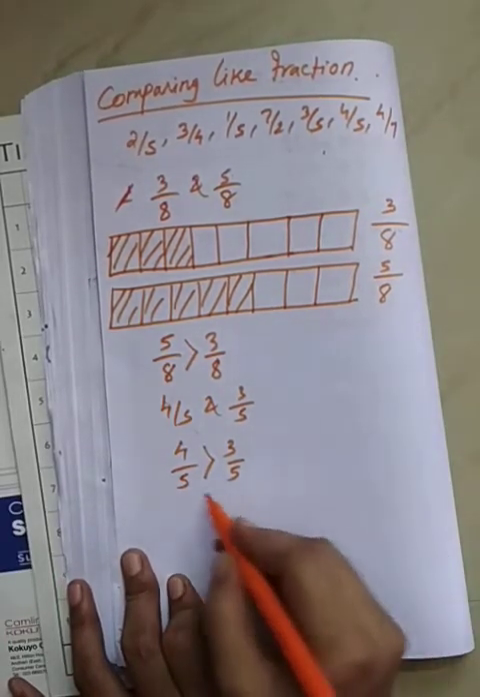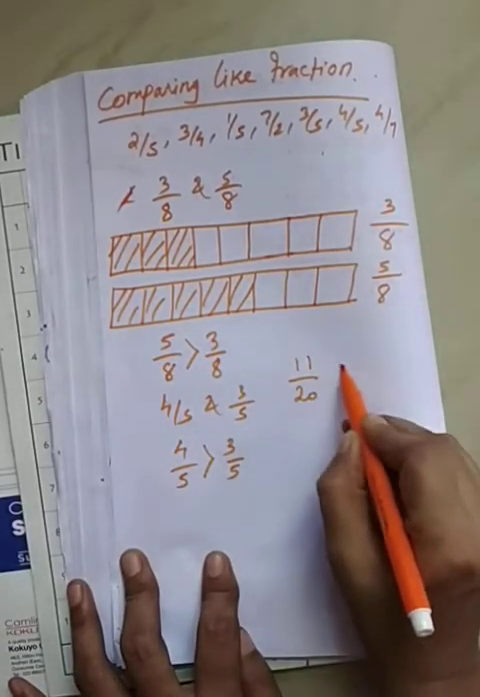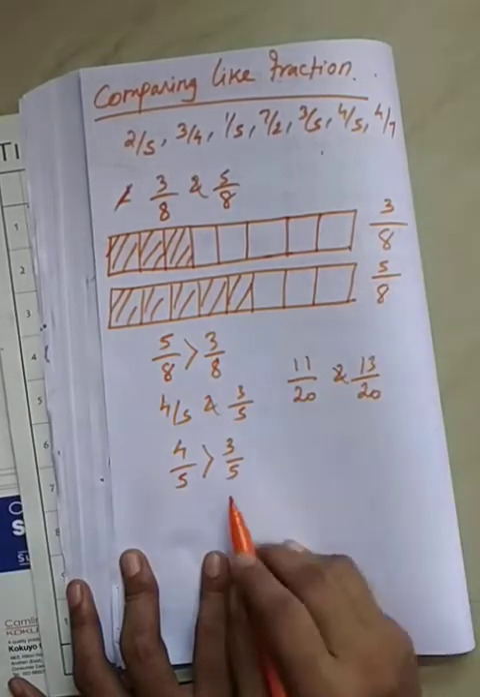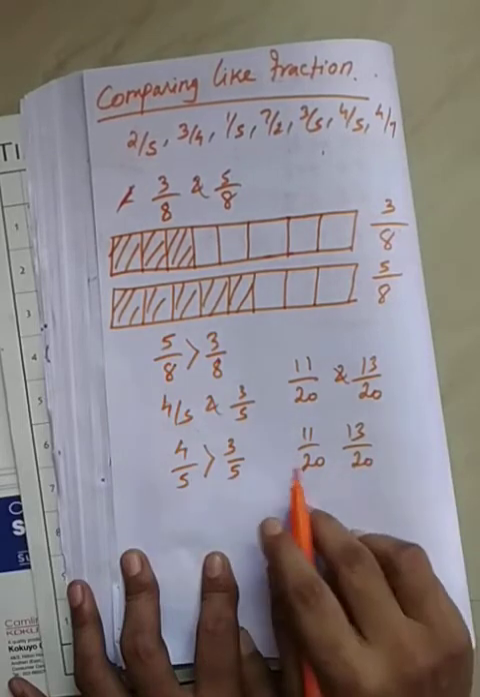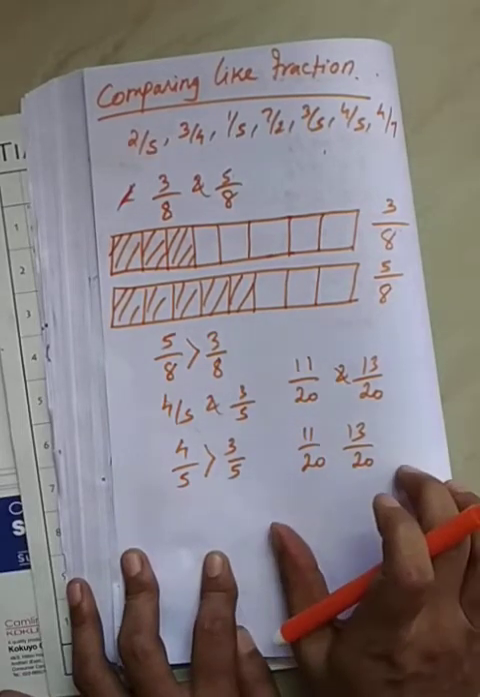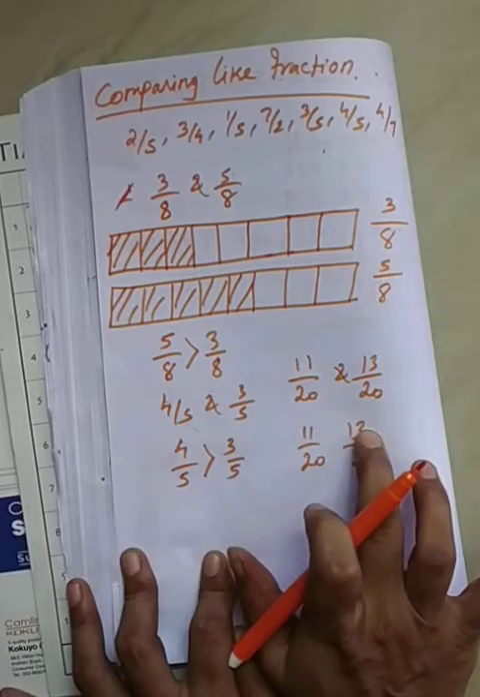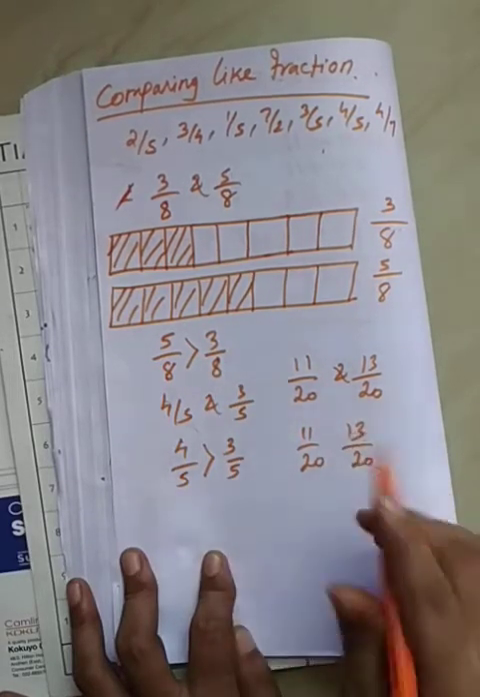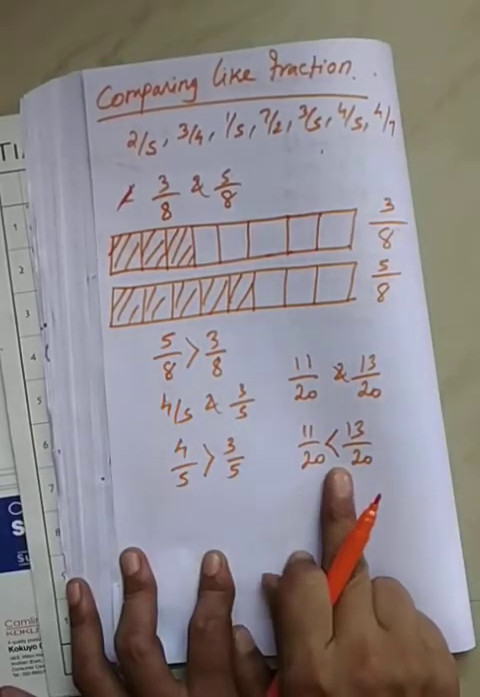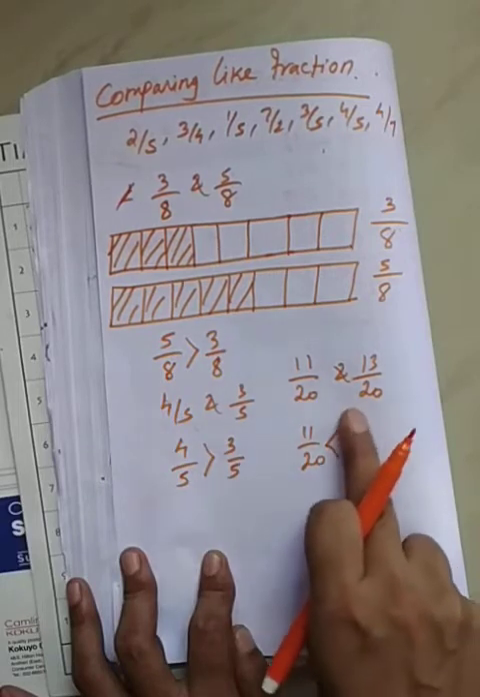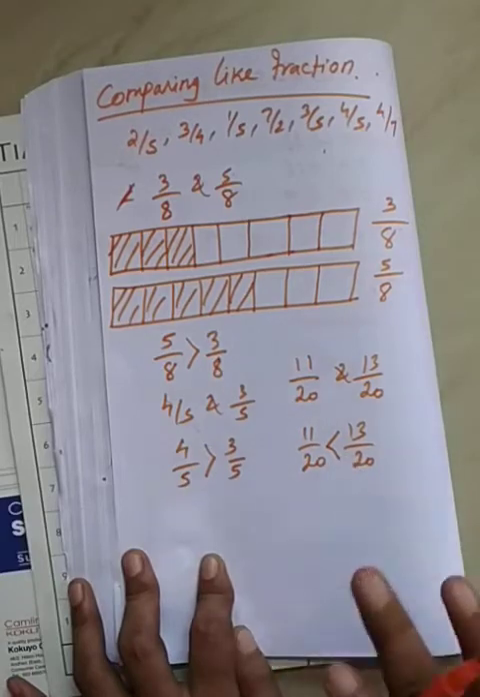Okay. Now see one more example. Between 11 by 20 and 13 by 20. See here, 11 by 20, 13 by 20. The denominator value is common. So see the numerator. In this numerator, which one is larger? That means which one is greater? 13 is greater. So 11 by 20 is less than 13 by 20. Clear?